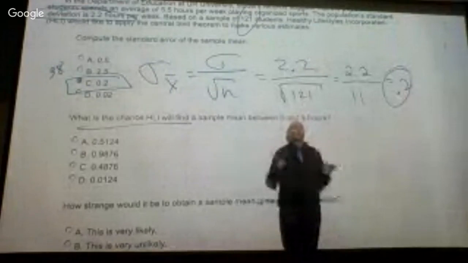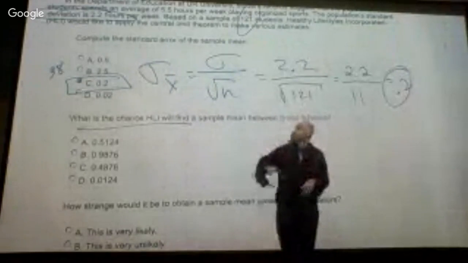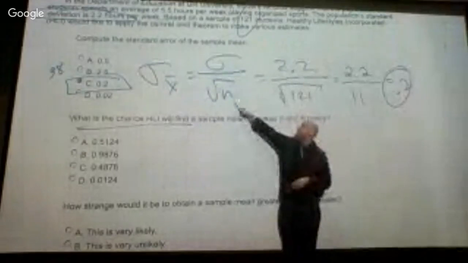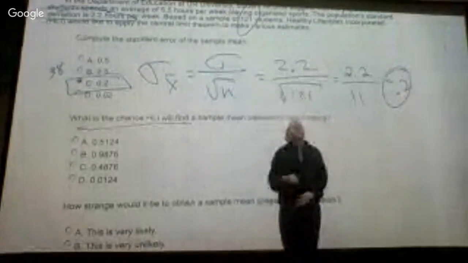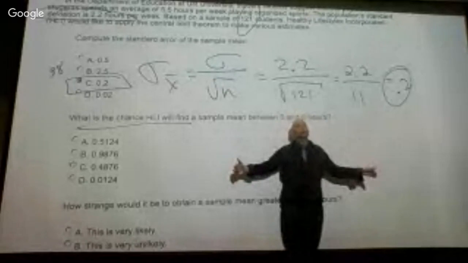95% of samples with that sample size, 95% of things from a sample size of 121, should be within 5.1 and 5.9. We're talking about between 5 and 6. That's a z-score of negative 2.5 and positive 2.5.